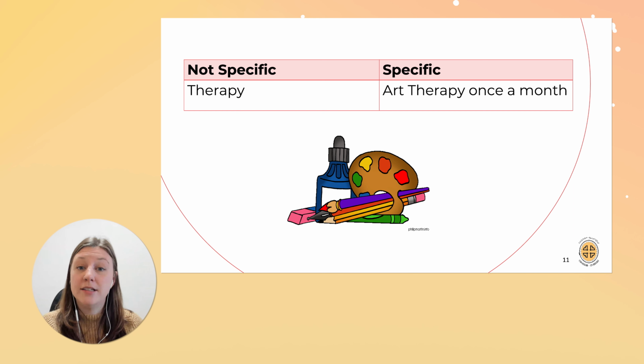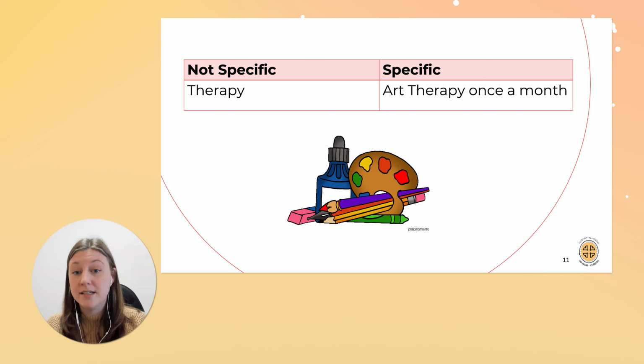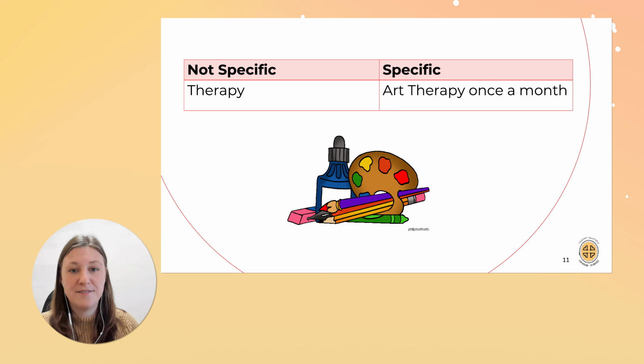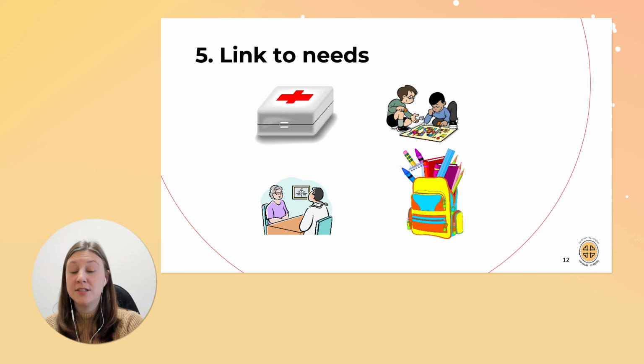Recommending that the child attend therapy is also not very specific because it could be any kind of therapy. Your support letter could say instead, I recommend art therapy for this child. Including the frequency or how often you recommend it is also even more specific. So next, you must link your recommendation to the specific needs of the child. These could be health-related, social, educational, or diagnostic.